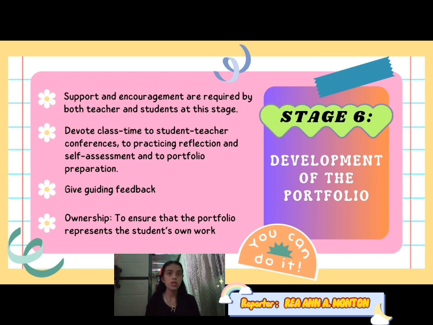Next is ownership, to ensure that the portfolio represents the students' own work. Dili ta sinpon gikan sa other people. So it must be their own work. Most importantly, a portfolio is useful for documenting students' overall learning and may result in mastery of learning. So that is the stages in implementing portfolio assessment.